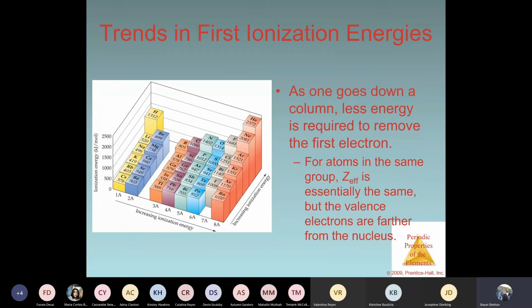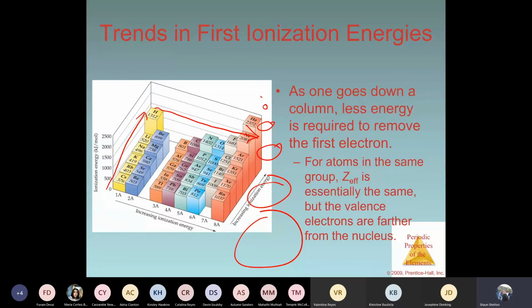Now, we talked about going left to right. So we talked about the pattern going left to right, but the other pattern is from bottom to top. So you can see there's an increase as you go from the bottom of the periodic table to the top, and that's because of the size of the element. As you go higher up, the elements become smaller, and the smaller the element, the higher the ionization energy. Just a very simple pattern.